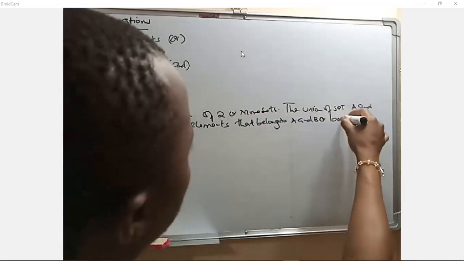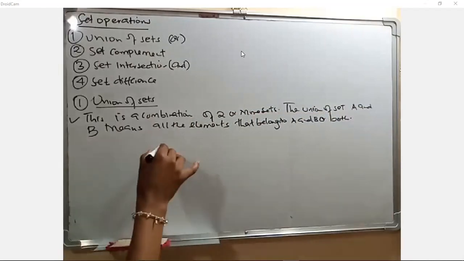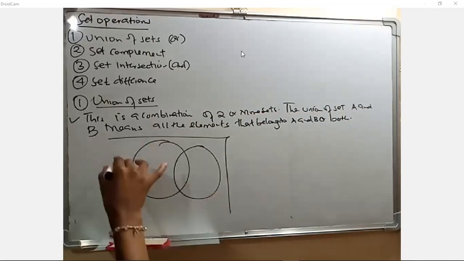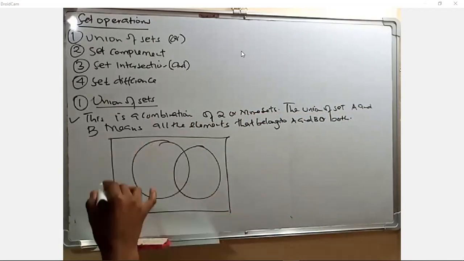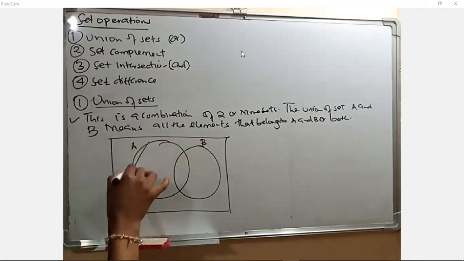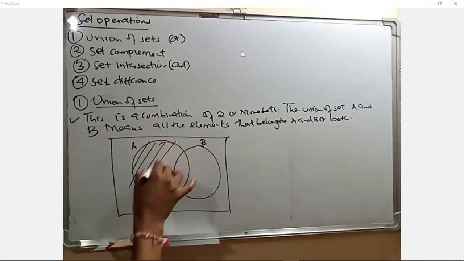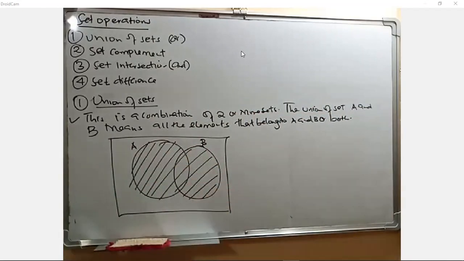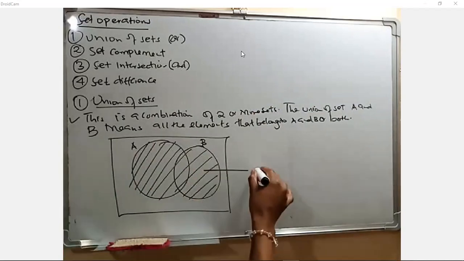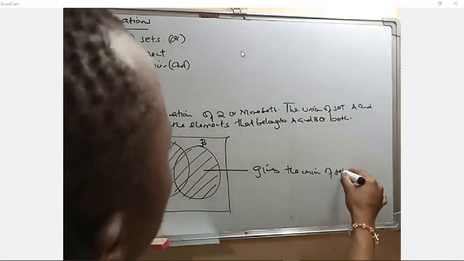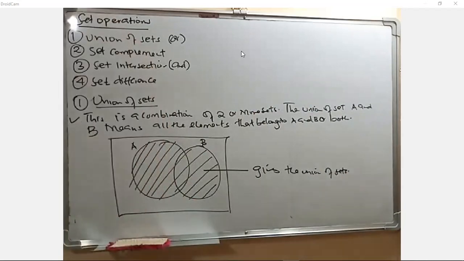Now, a set normally looks like this. So this is set A, for instance, and this is set B. When you discuss the union, it means you have to take the elements of both. So it normally looks like this. The shaded region gives the union of sets A and B.